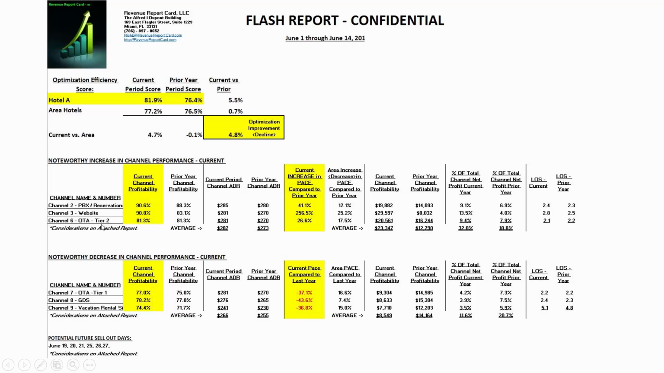You can also see these other two, OTA Tier 2 and PBX reservations, all have high channel profitability and all have gone up in pace compared to last year.